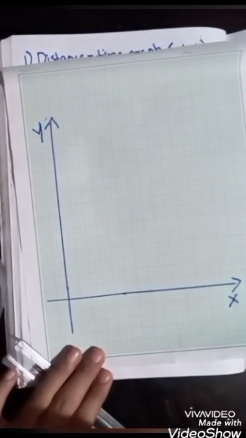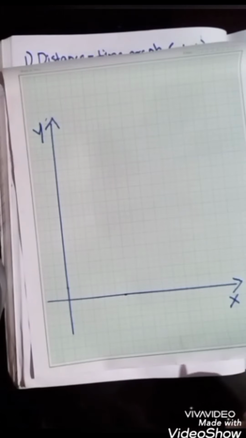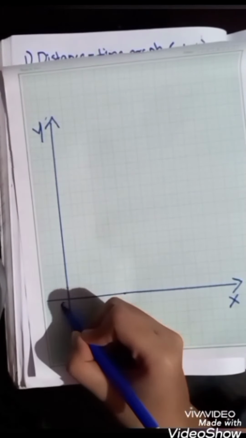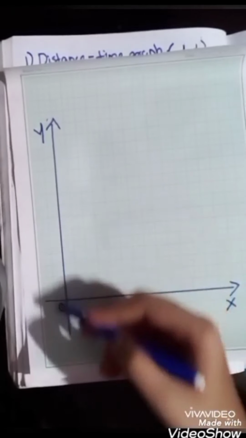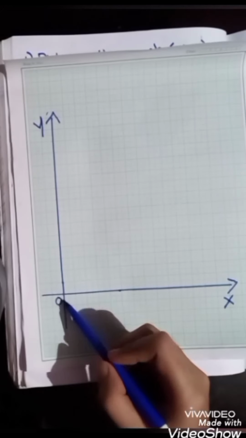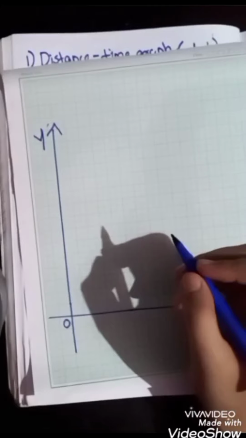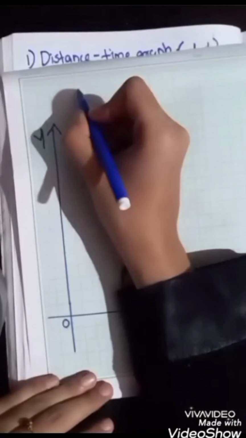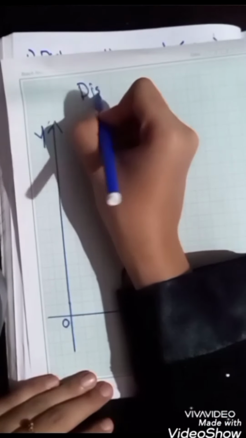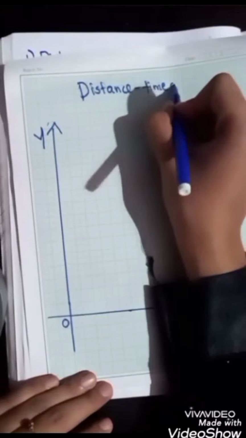It is important to mark the axes of a graph while drawing it, and here is the origin. The two axes meet at a point and that point is the origin. Here the motion starts. Here we are drawing a distance time graph. First we are discussing the distance time graph.